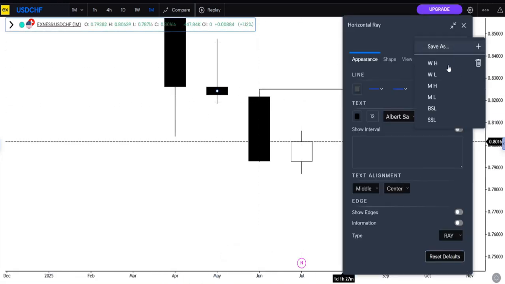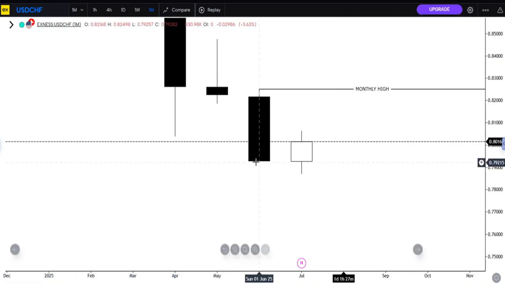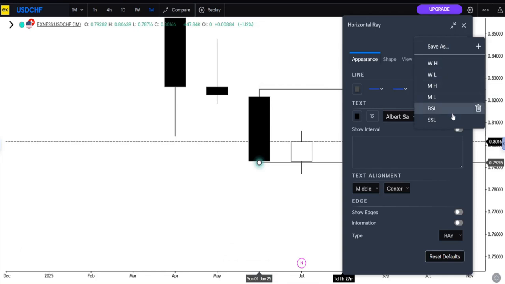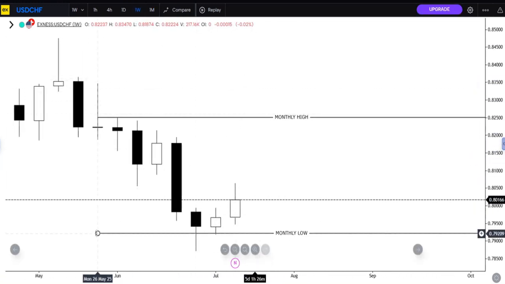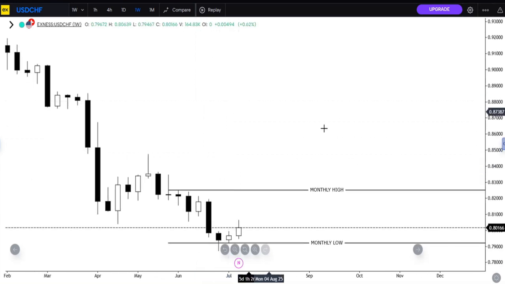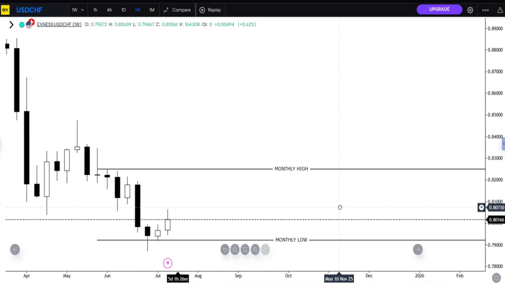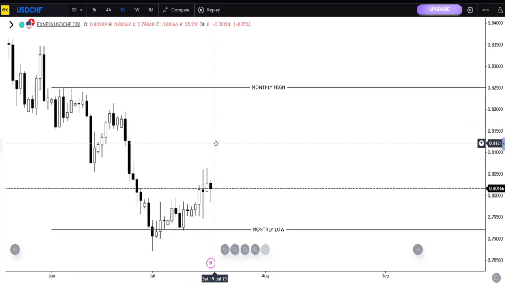Do something like this. Right here we have our monthly high, and monthly low. Let's go to the weekly and see what happens. On the weekly, it's more on the bullish side instead of the bearish. Let's see.